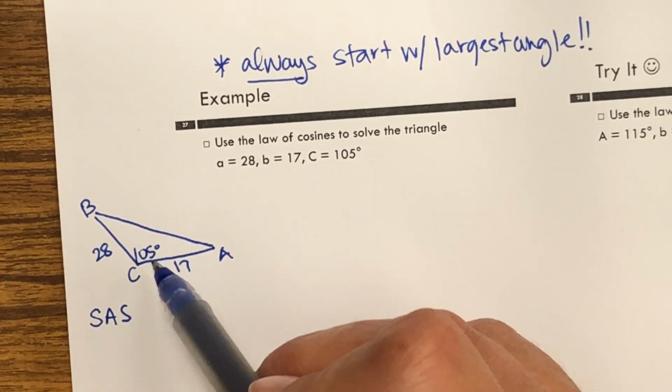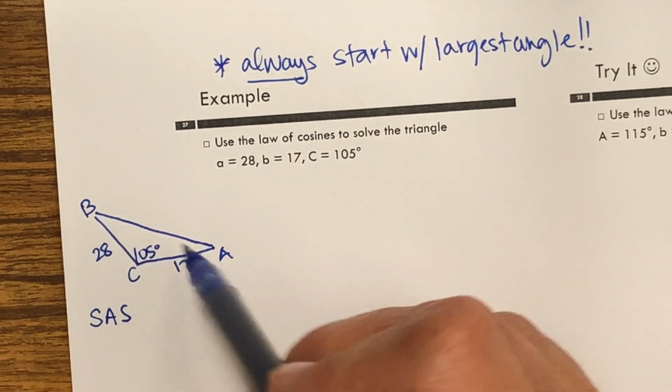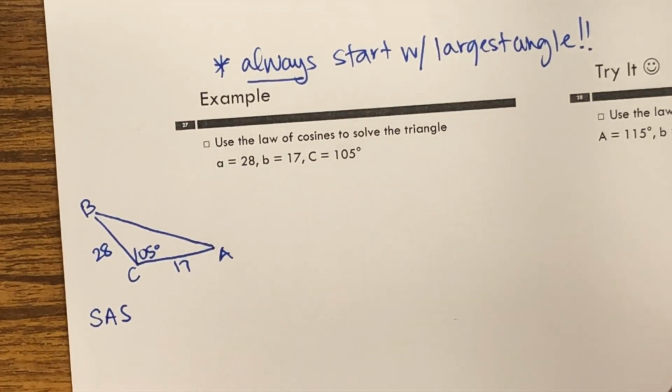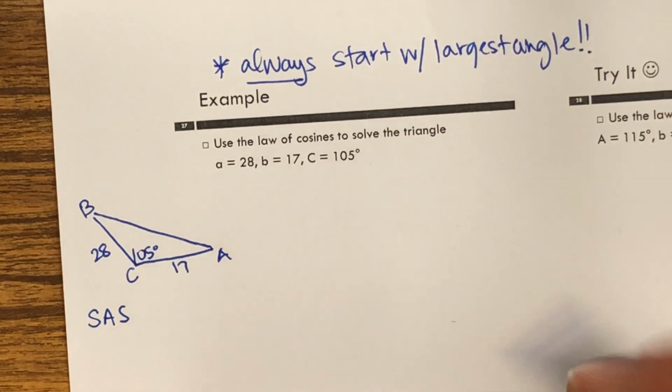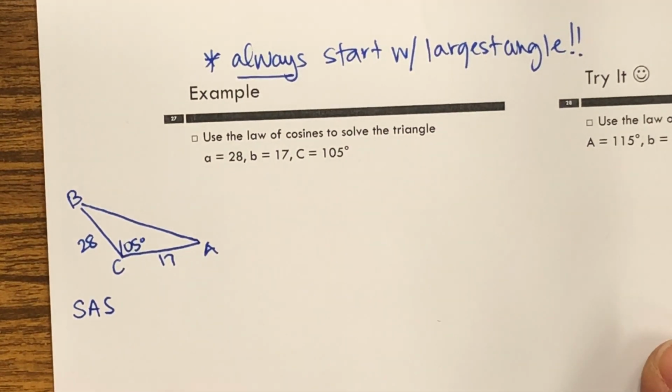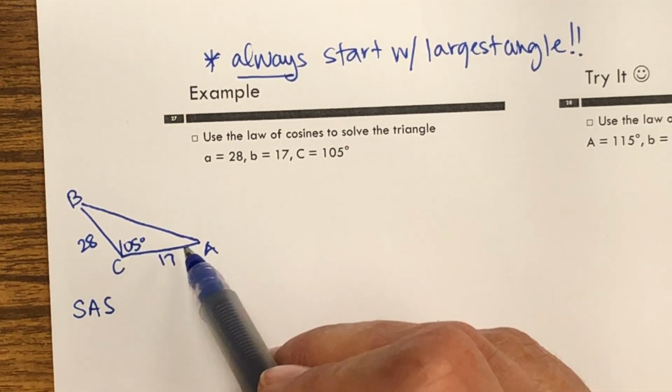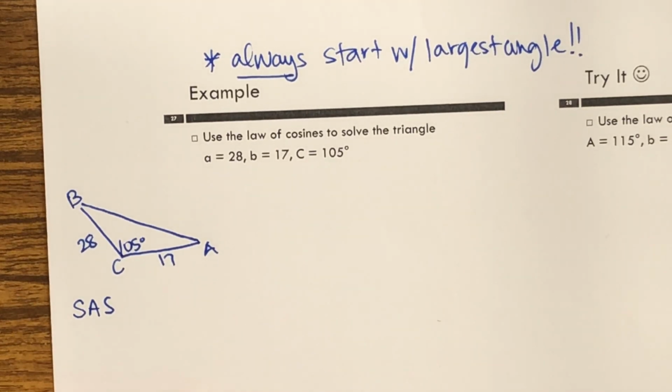I can't find the third angle. You know how on the other ones we could always find the other angle because we had two angles? Well, this time I don't have two angles. That's why I need this. That's why this one is not a law of sines, because I don't have enough angles here to do this one.